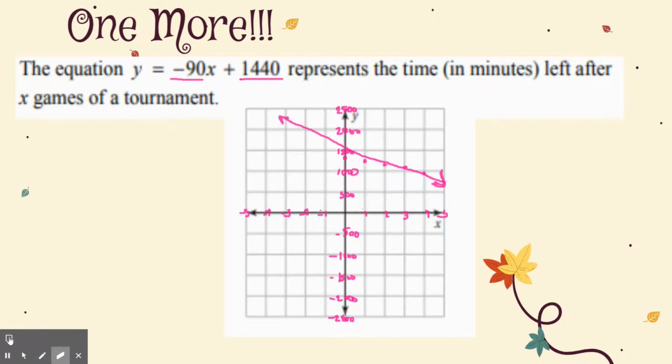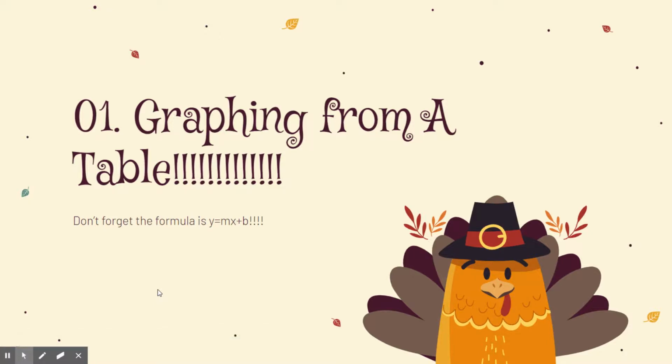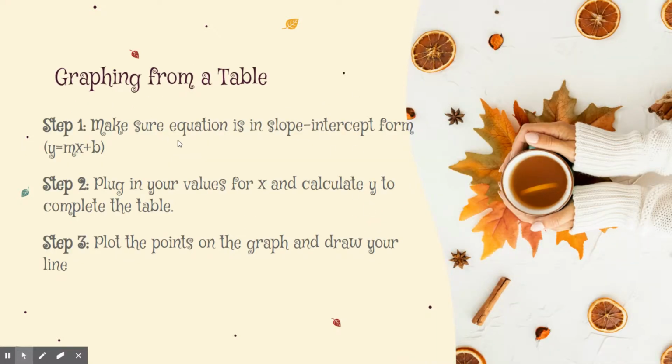All right, guys, let's go on to my next problem. So now we're going to talk about graphing from a table. Graphing from a table is going to be a little bit different from graphing from the formula because we're going to have to find the points. So step 1 is to make sure that your formula, once again, is in slope-intercept form. Then you have to plug in your x values to calculate your y values on the table, then plot your points to draw your graph.